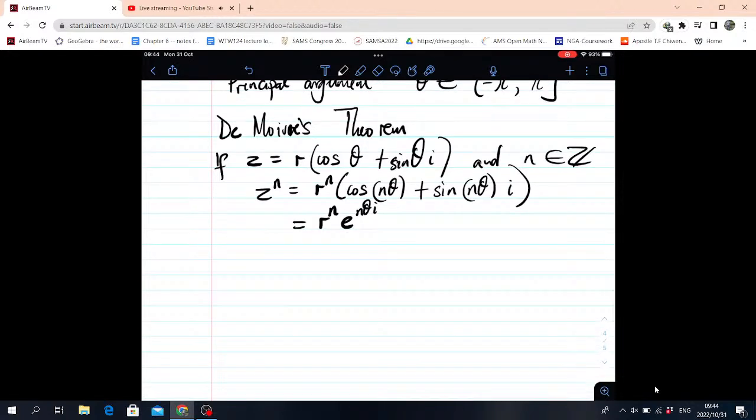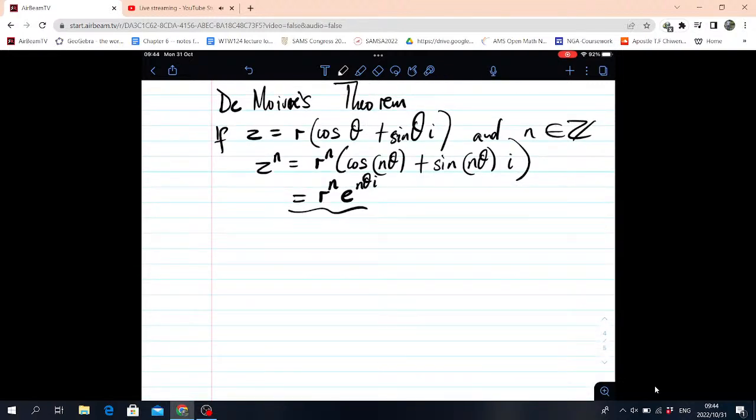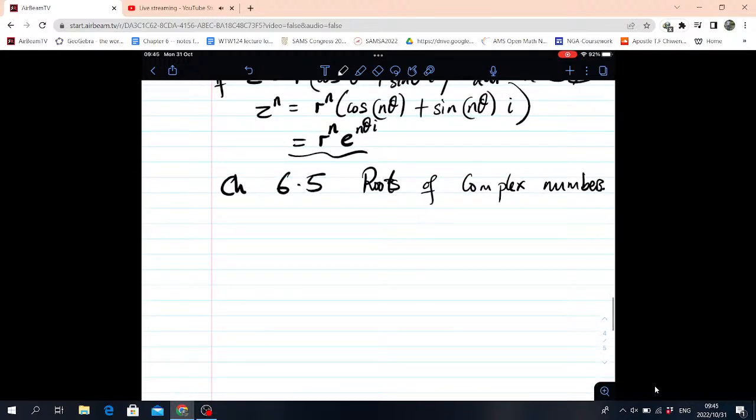So now we go on to chapter 6.5, which is on roots of complex numbers. You'll see that this theorem comes in handy when we are dealing with roots of complex numbers. So let's start off with a definition. This is section 6.5, which is roots of complex numbers.